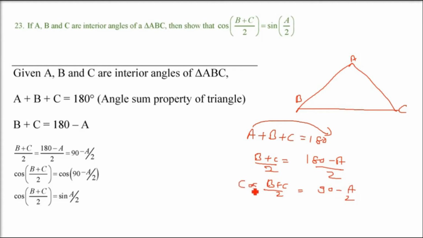Now you can take cos on both sides, because cos is in the question. So cos (B plus C)/2, and cos (90 minus theta) is what? cos (90 minus theta) is sin theta. So it's sin A/2. This is how we prove it.